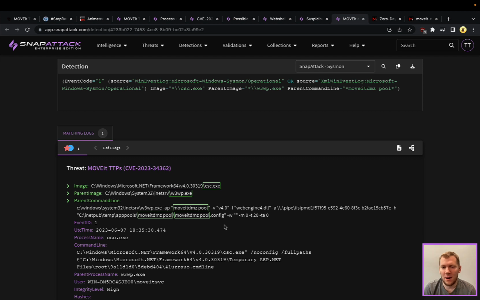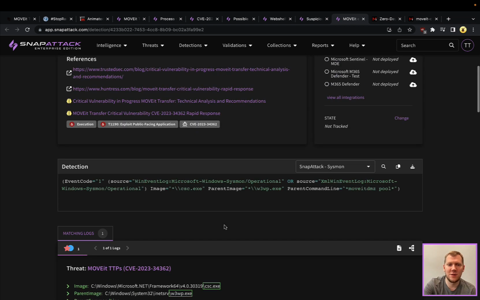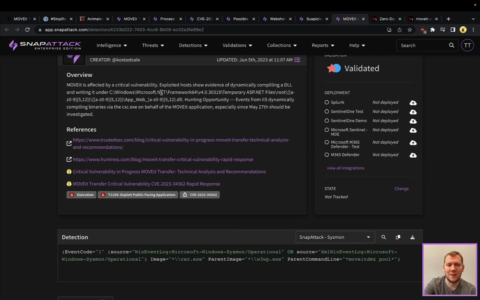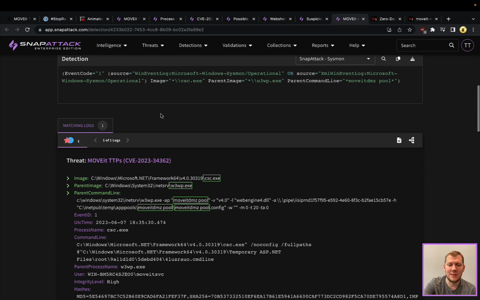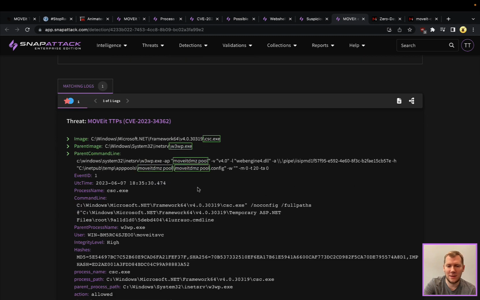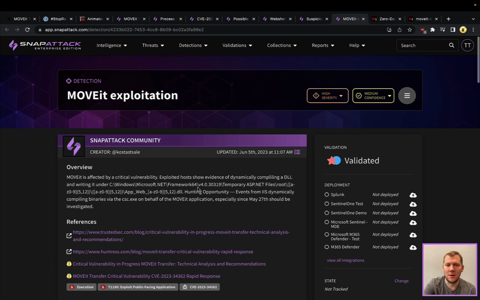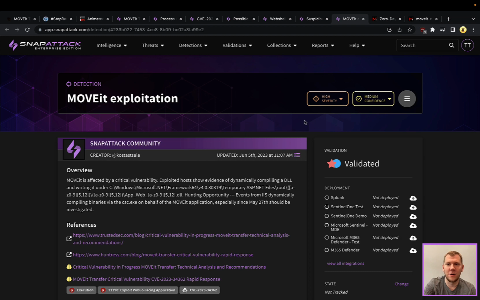That eliminates some of the questions or concerns about the randomization of the file names, but this is noted here, in that it's going to write into this folder and again has some randomization there. So you could see evidence of those. This is another validated detection that you could deploy into your environments.